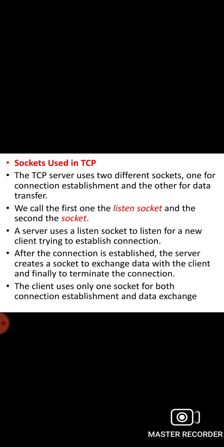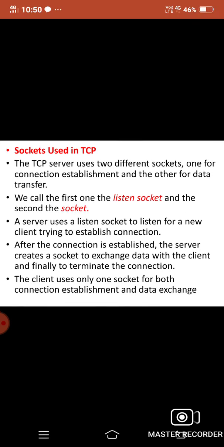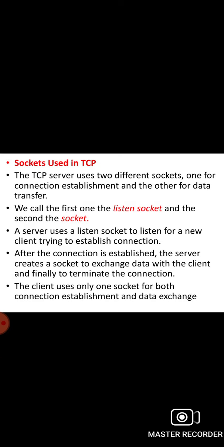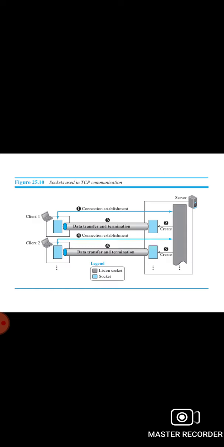Now let's see the sockets used in TCP. The TCP server uses two different sockets, one for connection establishment and the other for data transfer. We call the first one the listen socket and the second the socket. A server uses the listen socket to listen for a new client trying to establish connections. After the connection is established, the server creates a socket to exchange data with the client and finally to terminate the connection. The client uses only one socket for both connection establishment and data exchange.